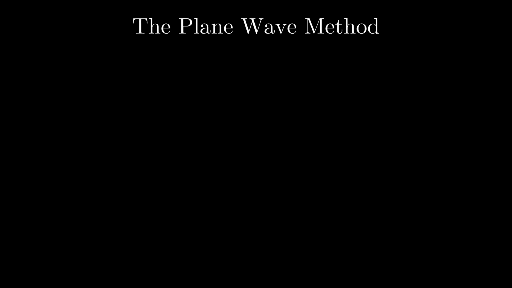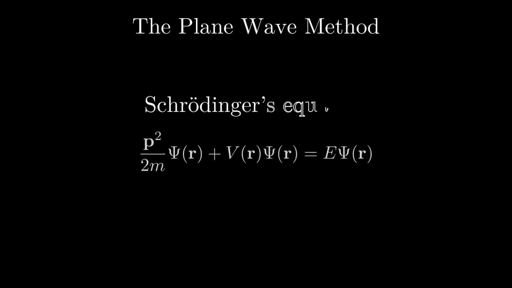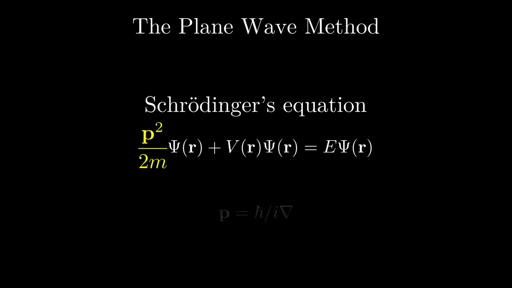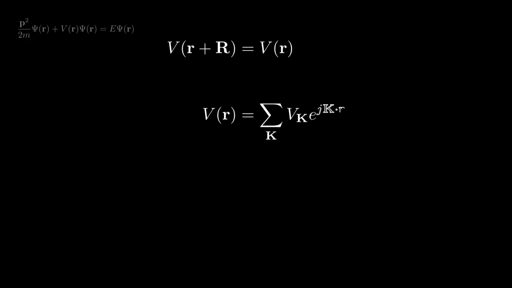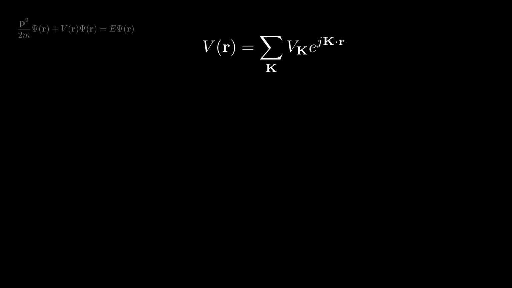The starting point is to write the Schrödinger equation in steady state, where P is the momentum operator, V the electrostatic potential, E the energy, and psi the corresponding wave function of the electron that we're trying to find. We recall that the potential is periodic and can therefore be expanded upon a set of plane waves, which reflect the periodicity of the lattice. We will assume that we know the potential and therefore the values of the coefficients V of k.